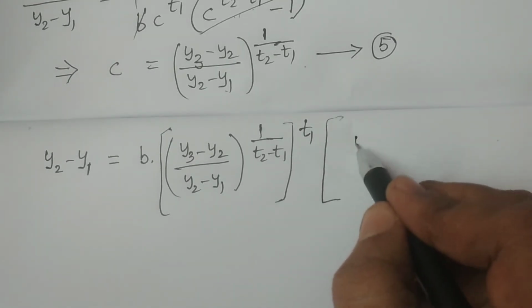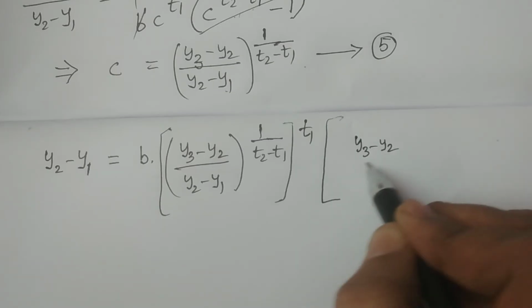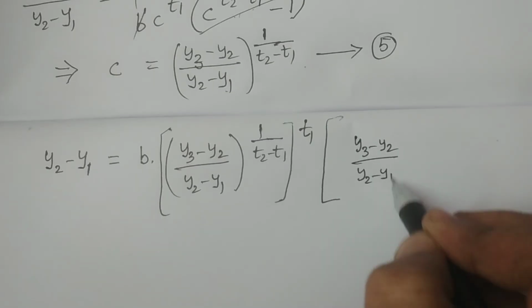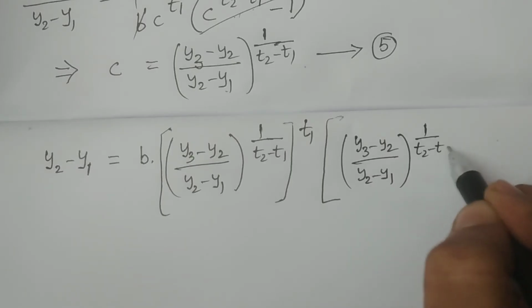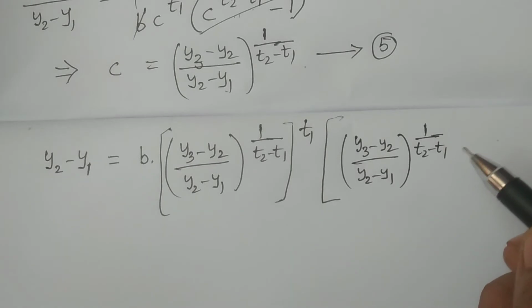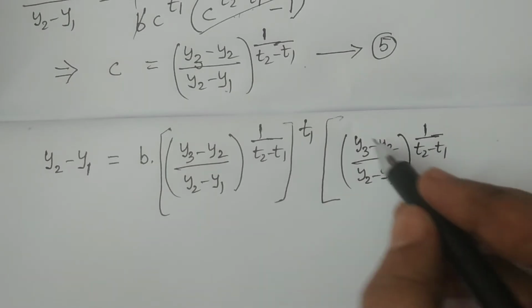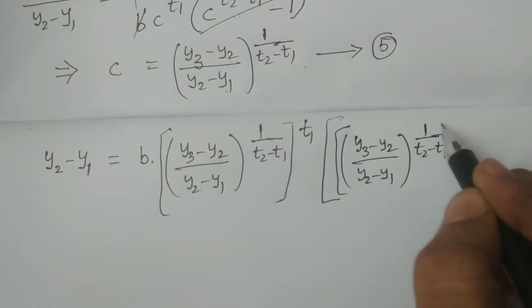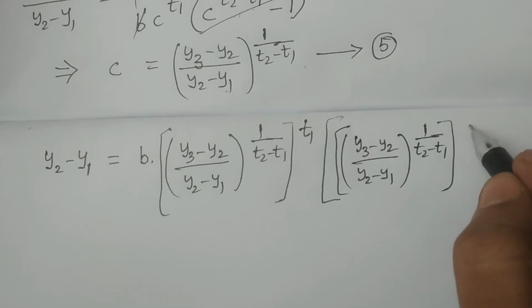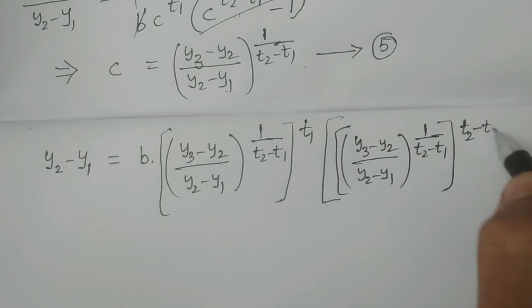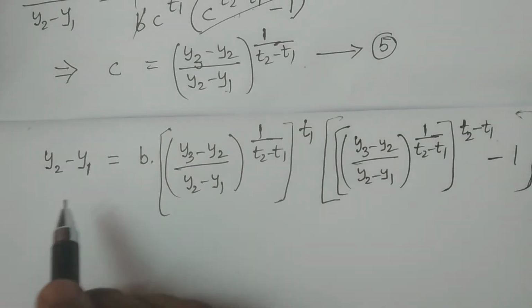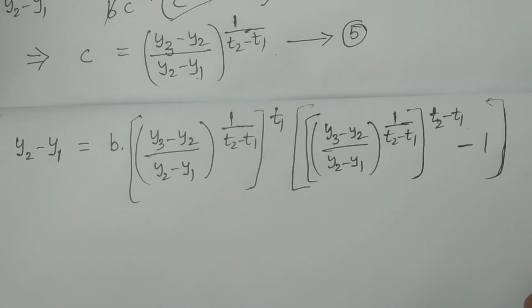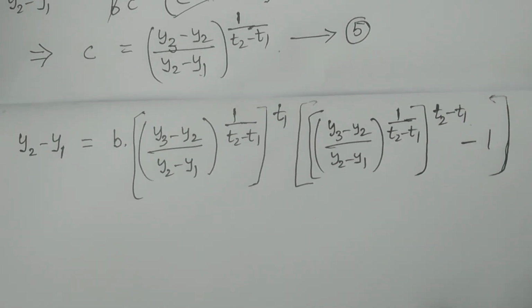What is c? c is (y3 minus y2 divided by y2 minus y1) whole power 1 by t2 minus t1. This is what c power t2 minus t1 is, that is, t2 minus t1 power t2 minus t1 minus 1. This is the whole value of the equation, y2 minus y1. This is the value of y2 minus y1 now.